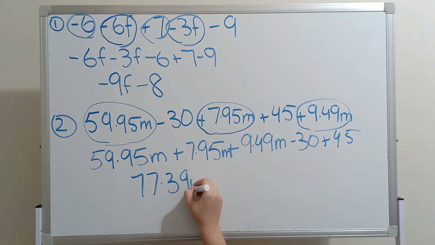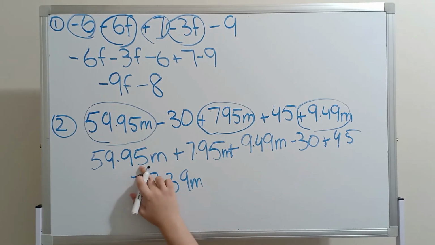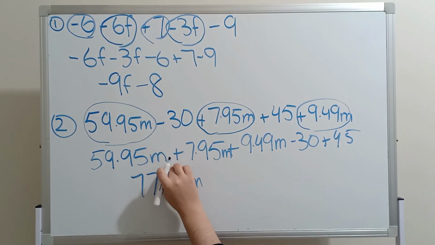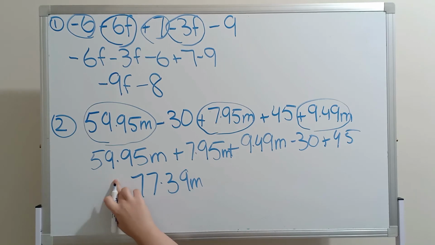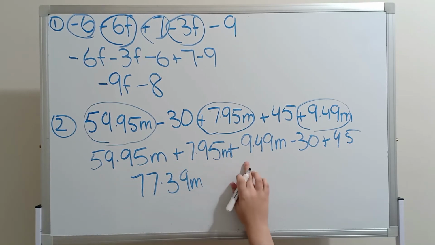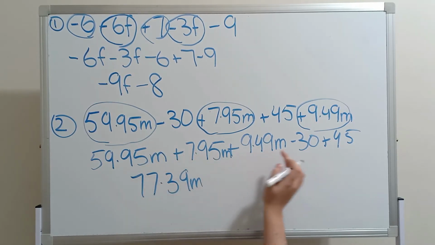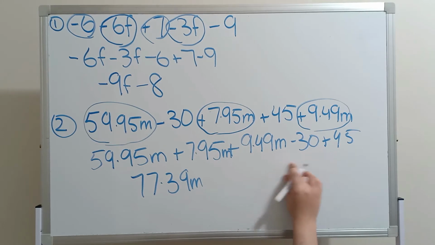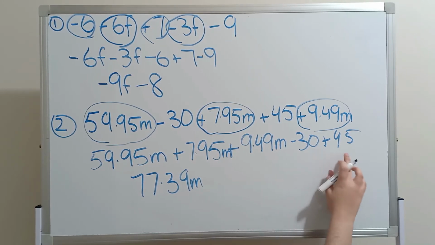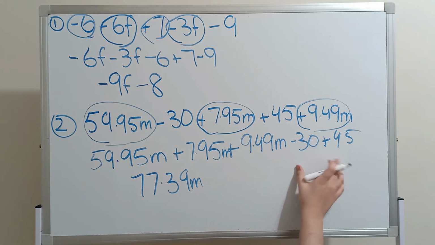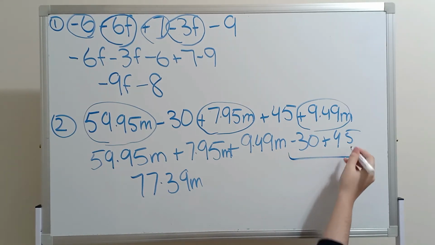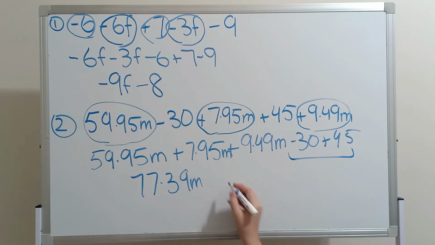When you're solving this with a calculator, you don't need to put the variable in. You can just do 59.95 plus 7.95 plus 9.49, and then put the variable at the end. But make sure you're only adding the ones with the same variable, m. You should not subtract 30, nor add 45, because they're not like terms. Now we are going to solve this part of the expression. Negative 30 plus 45 is going to give us positive 15.